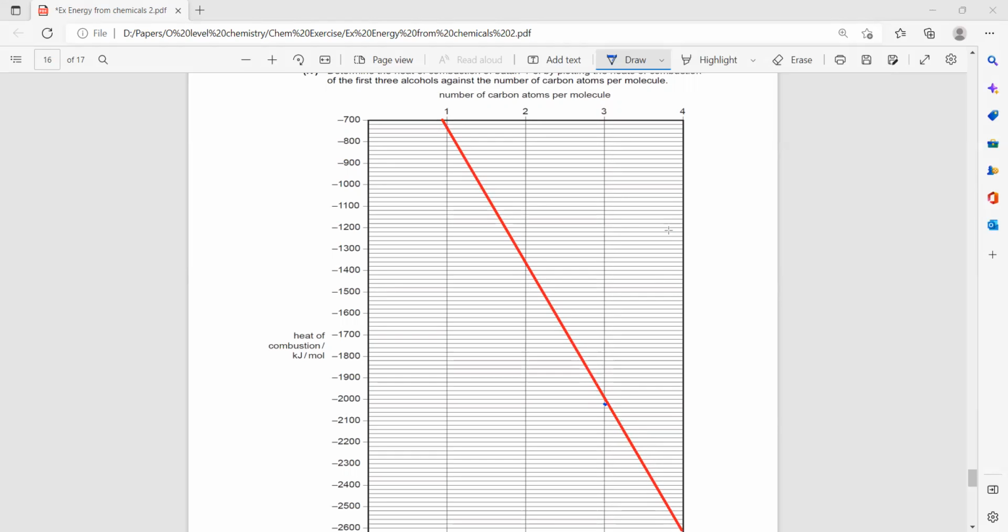the heat of combustion when four carbon atoms are there. So when four carbon atoms are there, how much is the heat of combustion? So this value. And you will check the x-axis, the y-axis. For example, for me, it's coming out minus 2600. So you will mention minus 2600 accordingly.